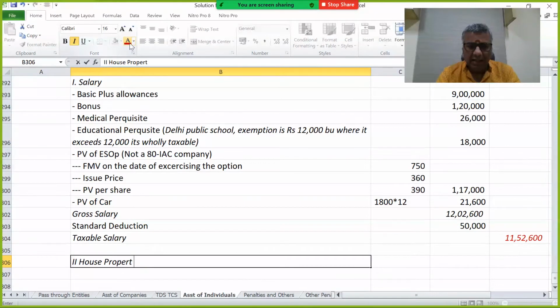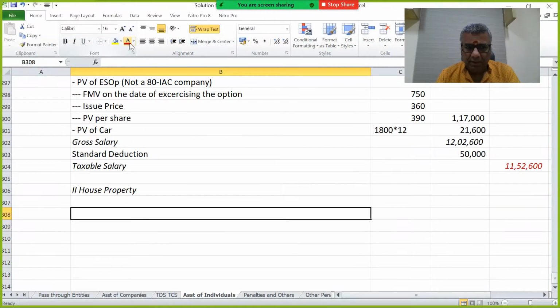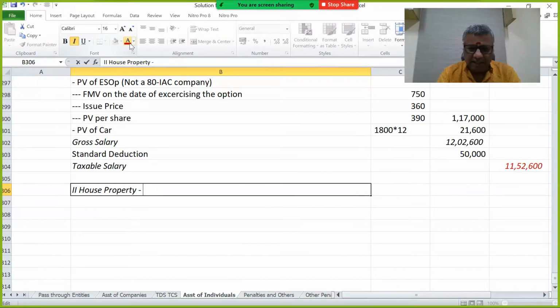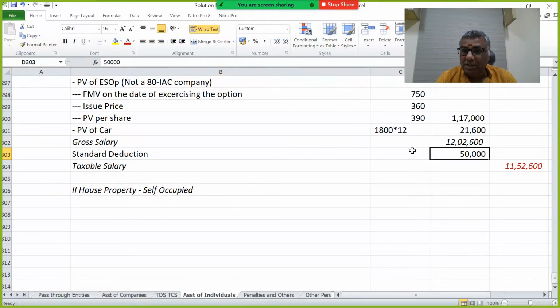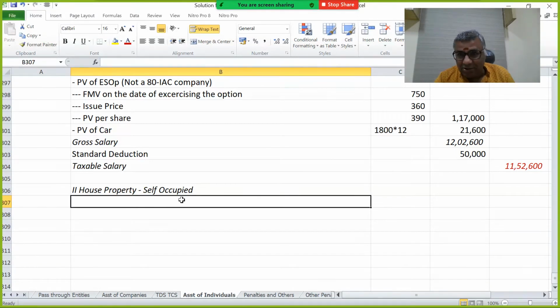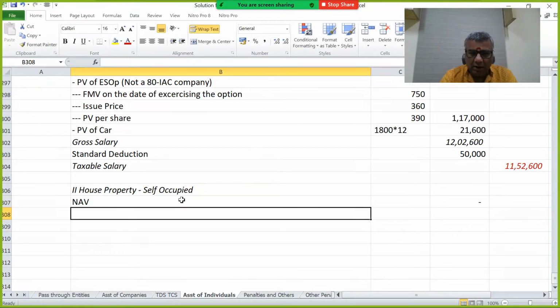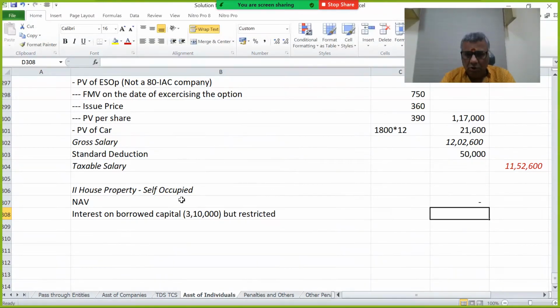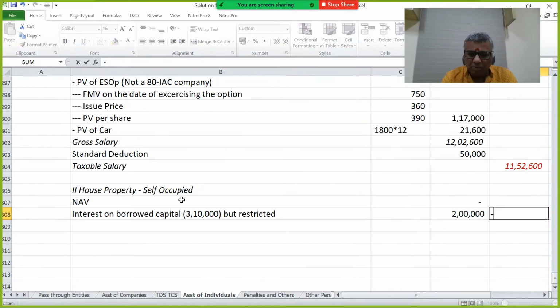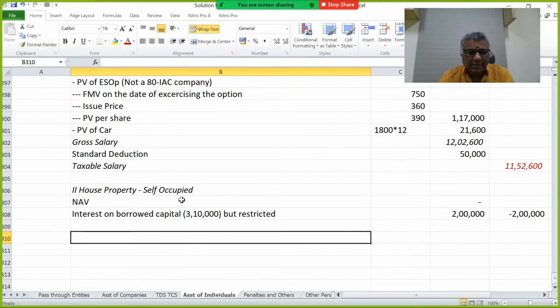House property, it is self-occupied. You have purchased it newly this year and it is self-occupied. Okay, remember in the optional tax regime I cannot claim this 50,000 and this house property interest also I cannot claim. Okay, right? NAV nil. Okay, interest on borrowed capital, though it is 3,10,000, it is both paid or payable but restricted to 2 lakhs. Can I set off the house property loss against salary income? Yes, you can set off.